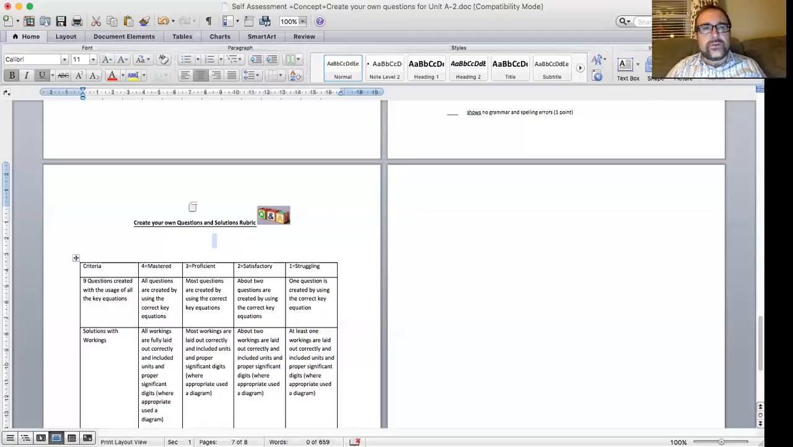Hello there, Physics 20. Just going to explain how self-assessment, concept map, and create your own questions work. First of all, you're going to have to understand that a rubric really helps to do this.